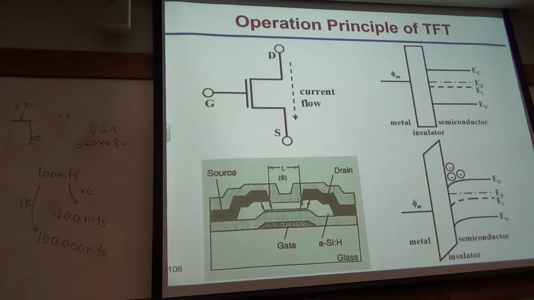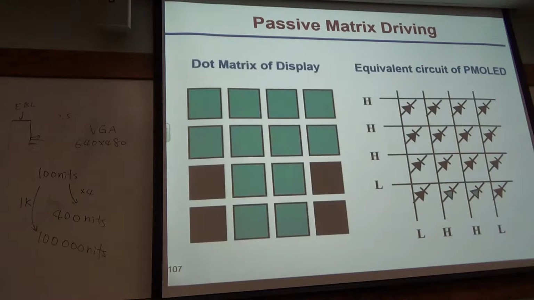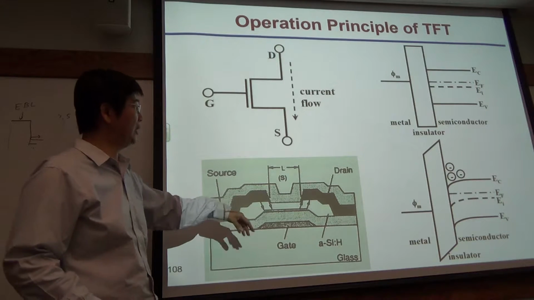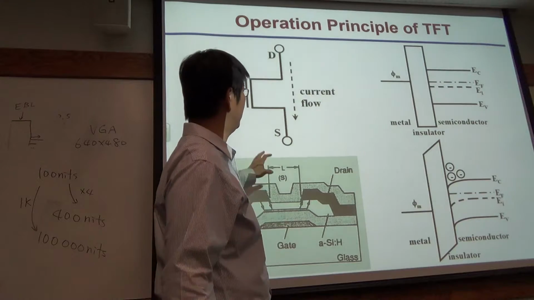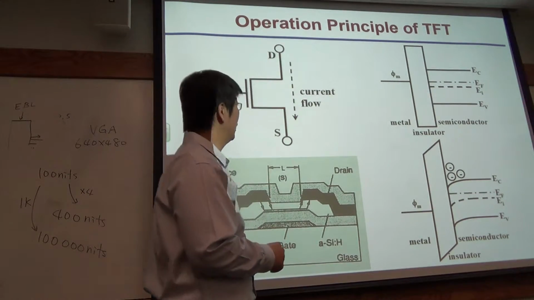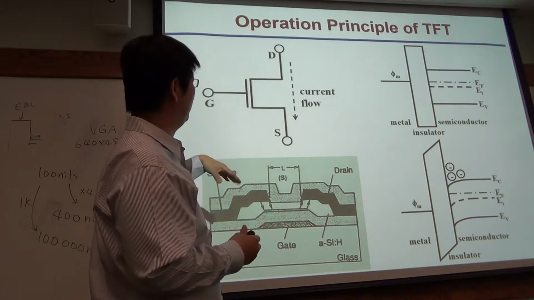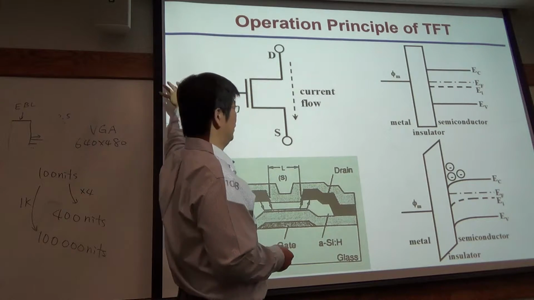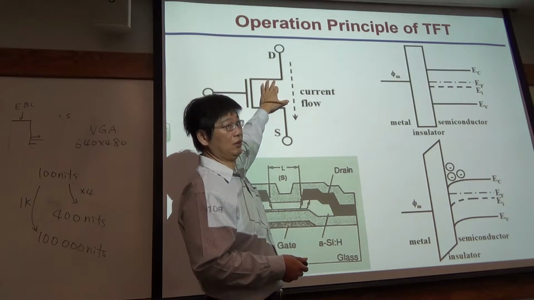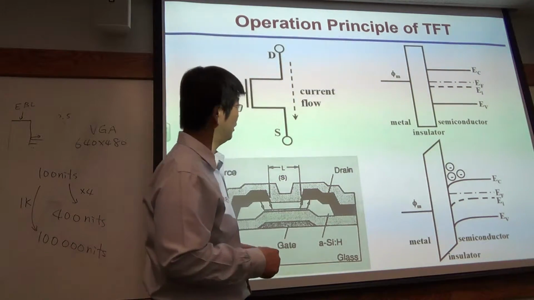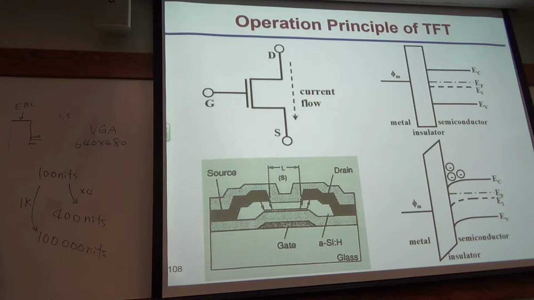So that's why we need to use the TFT to drive the OLED. The TFT symbol and structure is something like that. We'll just go through it very quickly. We have three terminals: one is the drain, one is the source, one is the gate. We can use the gate to control the resistivity, so to control the current flow over here. It's like controlling the water flow or current flow.